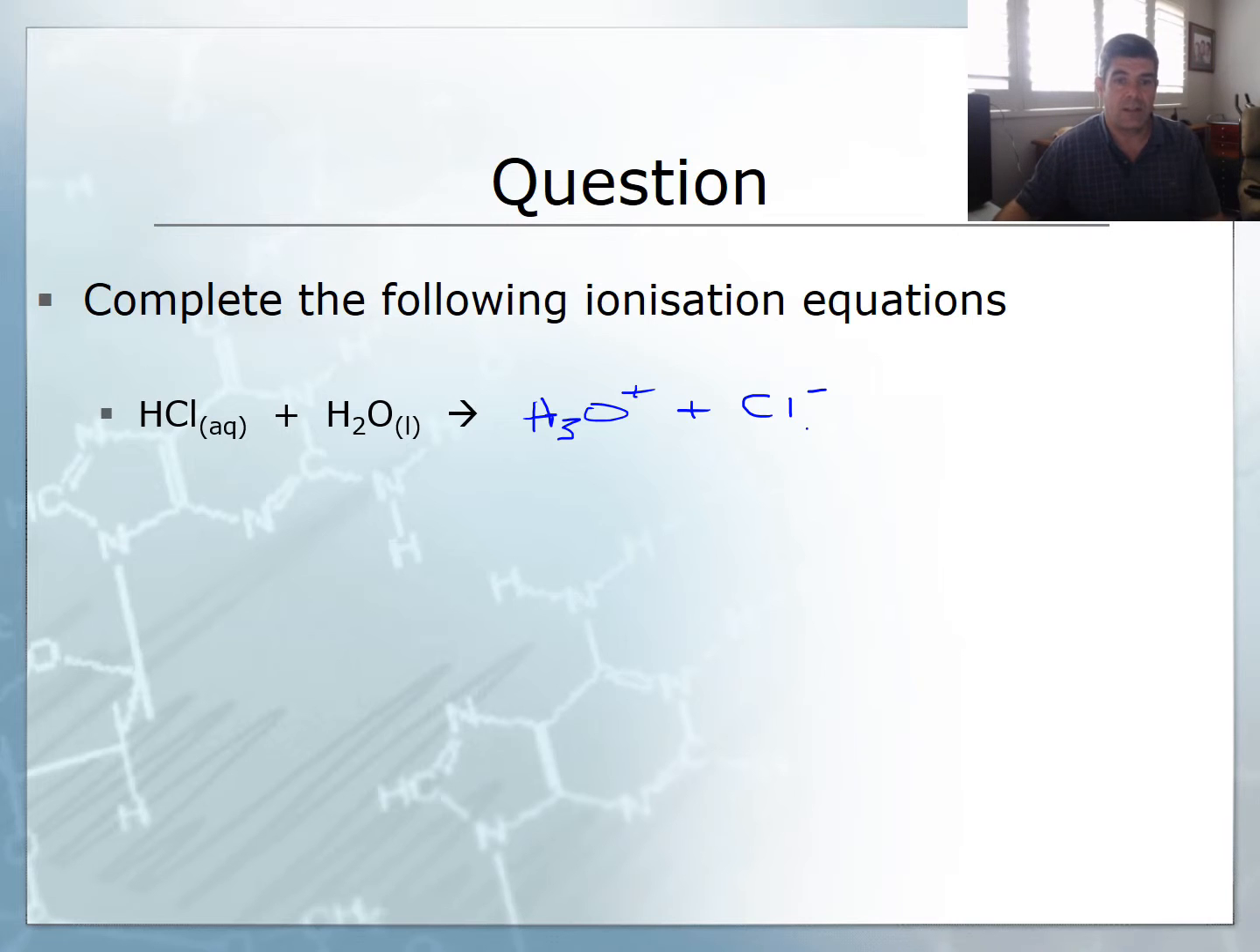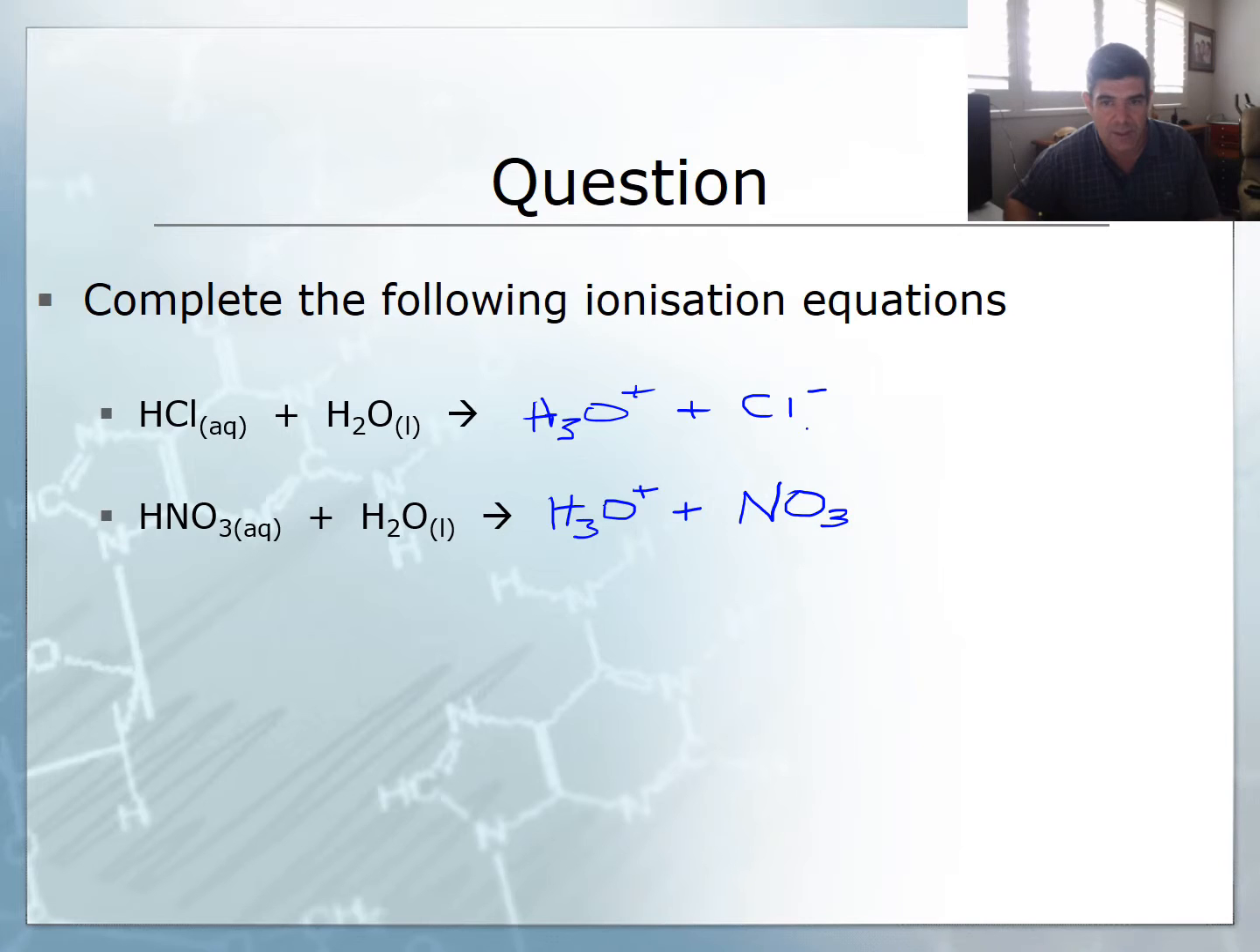In the second one, we have nitric acid. So again, you're going to make sure that you put the hydronium ion in. That's always the first thing you do for acids, because that's the proton that's attached itself to the water molecule. And then we look at what we have left over, and that's our anion, which in this case is NO3 minus.